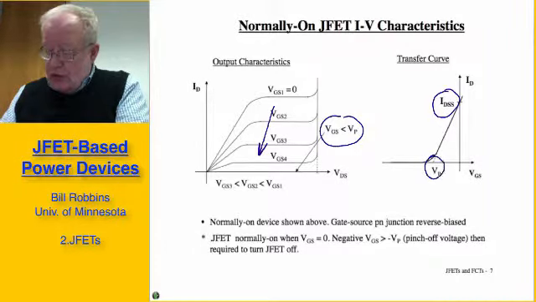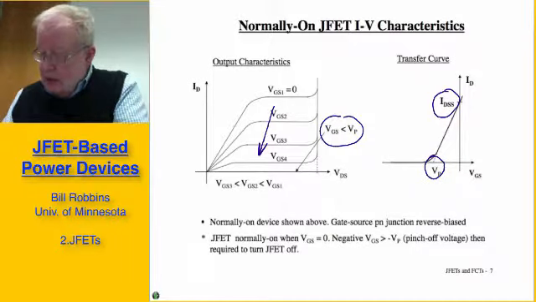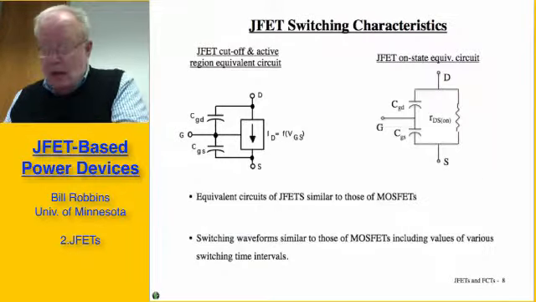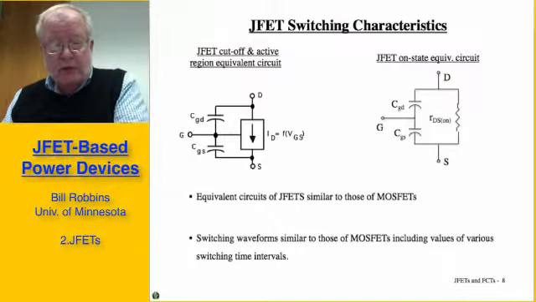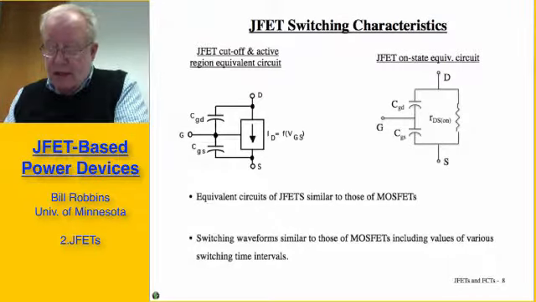When the gate to source voltage exceeds the value of the pinch-off voltage in the reverse direction, then the current is zero, and for any larger gate to source voltages in the negative direction, the device stays off. The switching characteristics of a JFET are very similar to those of a MOSFET. The equivalent circuits in the cutoff and active regions for a JFET are identical to those of the MOSFET.